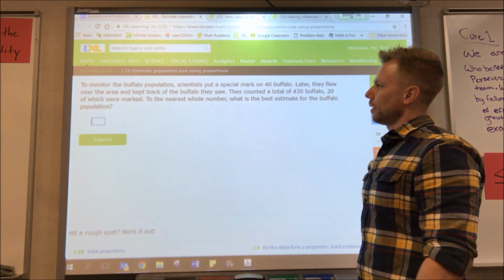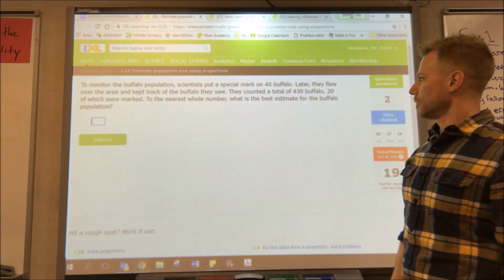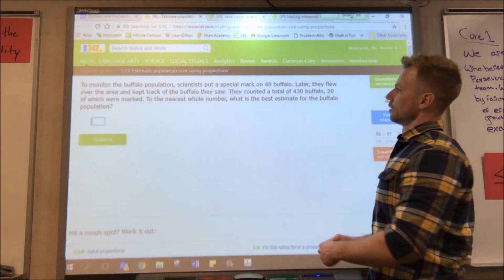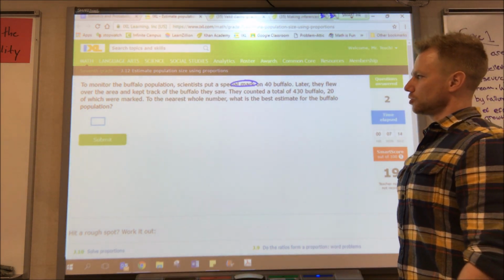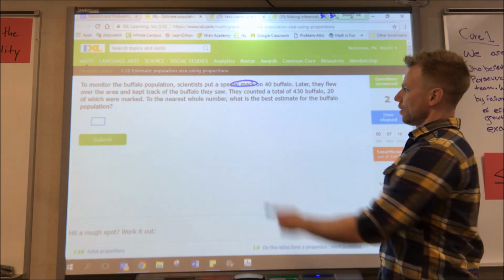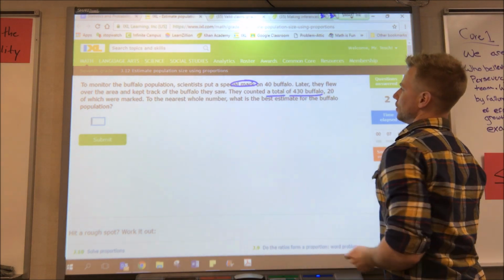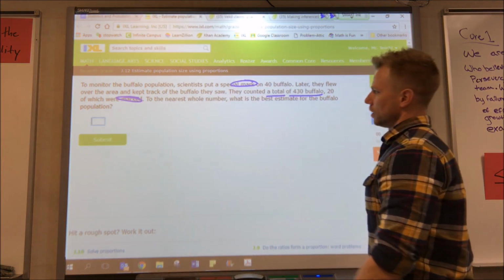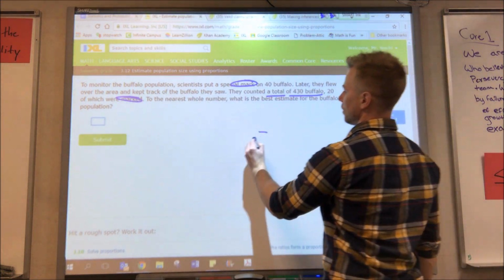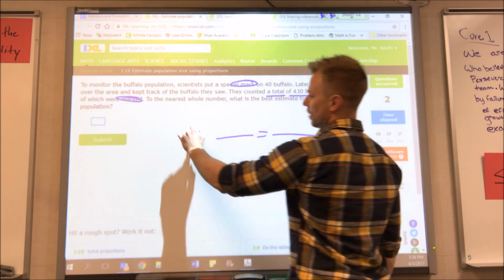And to monitor the buffalo population, scientists put a special mark on 40 buffalo. So these are marked now. Later they flew over the area and kept track of the buffalo they saw. They counted a total of 430, 20 of which were marked. What is the population? Okay, so instead of saying tagged, this time they said marked.